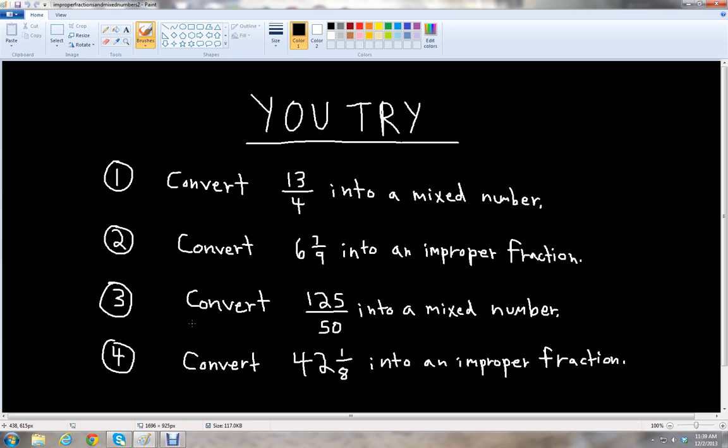And then last but not least, number 4, you want to convert the mixed number 42 1/8 into an improper fraction. So I'll give you some time to work on these 4 problems on your own. Feel free to pause the video to work on these and rewind if you need to review how to convert from an improper fraction into a mixed number or vice versa, and view those examples, and then we'll go over the answers.